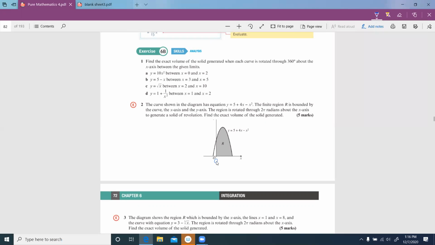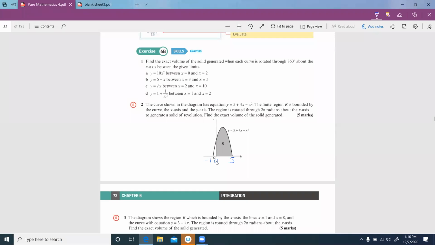The coordinate here is 0, and what is the coordinate over here? If you simplify this quadratic equation, you will realize the coordinates turn out to be -1 and 5. So you get two coordinates, 5 and -1. Here is where 5 is, and here is where -1 is.